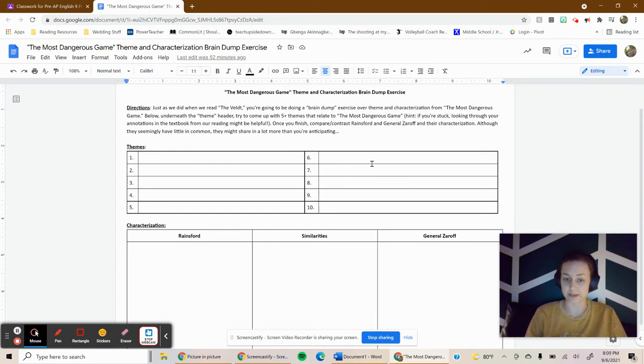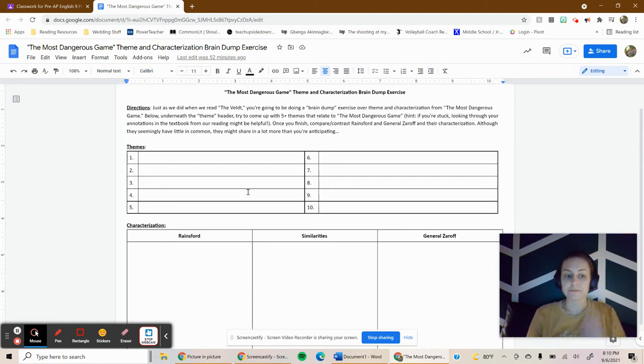I gave you 10 spaces to fill in here. You don't have to fill up all 10. I'm just asking for at least 5. So think back to The Most Dangerous Game. You've still got your copy of the text. I would suggest maybe going back through our annotations that we did in the text in your textbook to see if you can find things that are jumping out to you as potential themes from the story that you could do.